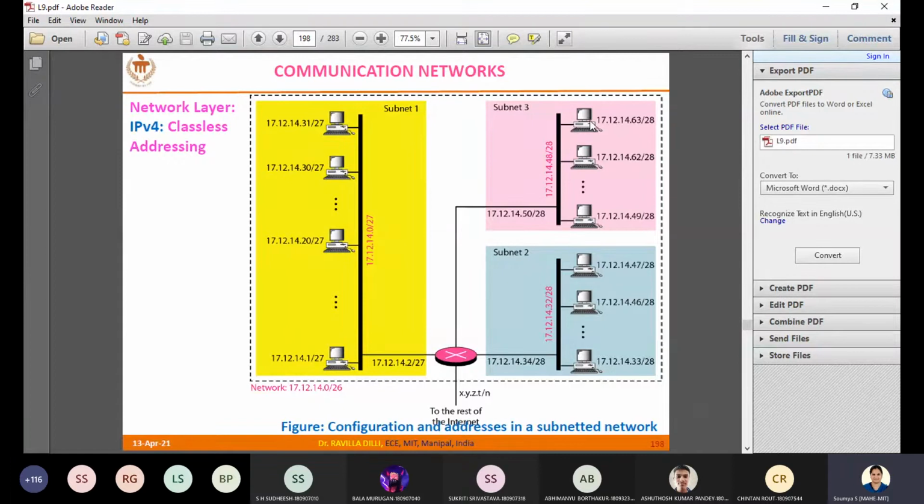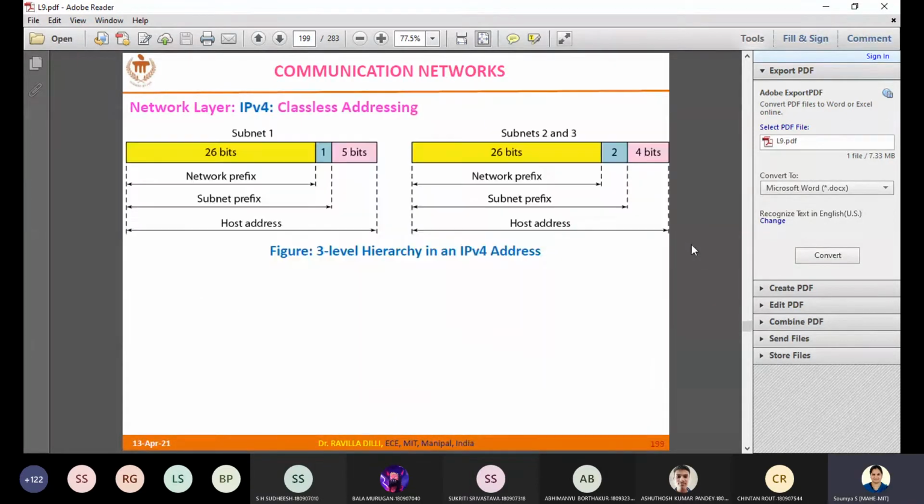Now, if you look at the entire network, you see over here the network address or the IP address of the entire network is 17.12.14.0/26. Depending on how many users or how many clients we have per subnet, the /n value will be determined. So this is the first subnet.